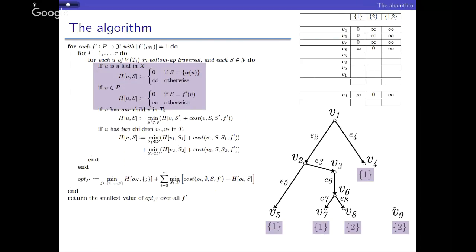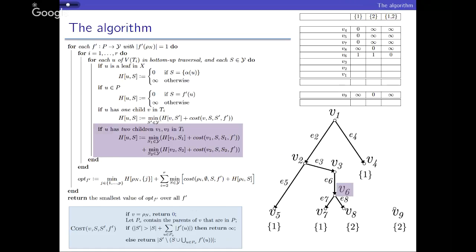What we do is fill the cost matrix H, where U is here and S is here, and in H(U,S) we put the cost of having U at state S. For leaves and V4, since they are given a state, it's easy. If the state S is equal to the state associated with the node, then the cost is zero, otherwise it is infinite. So V4 is associated with 1, so the cost of associating it to 1 is zero and the others are infinite. For example, we look at V9: the cost of associating V9 to 2 is zero and the others are infinite. And then we move to an internal node that has two children.